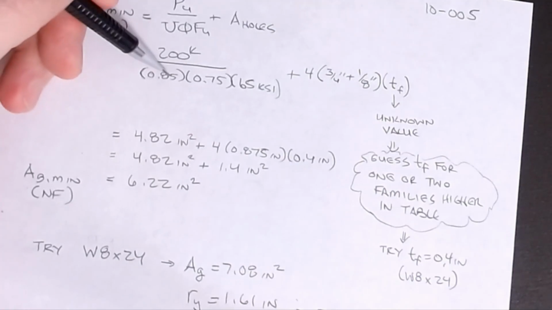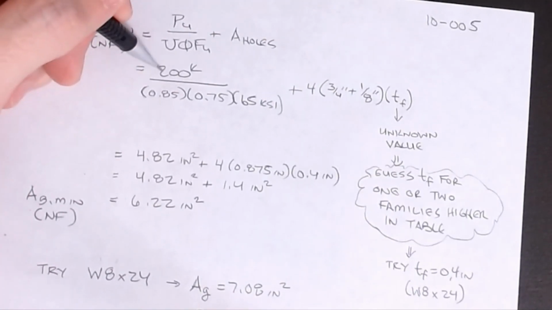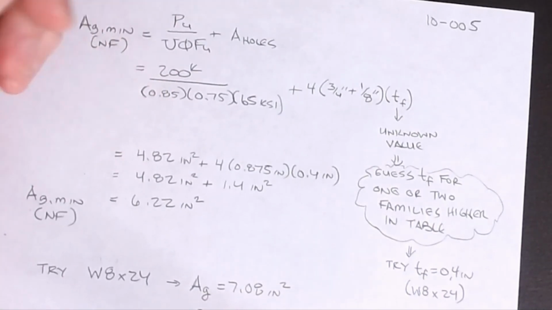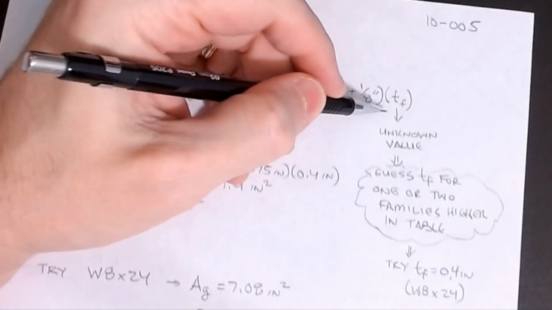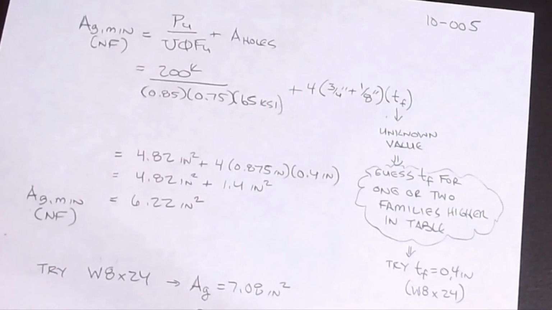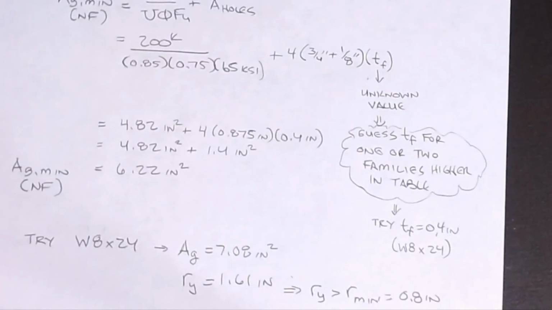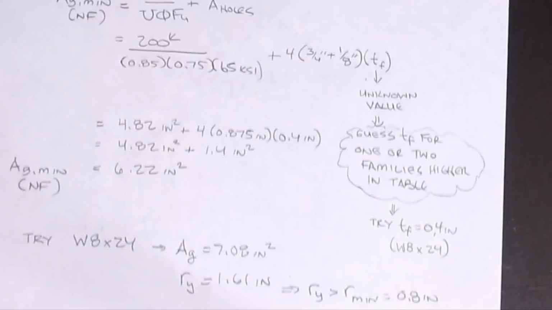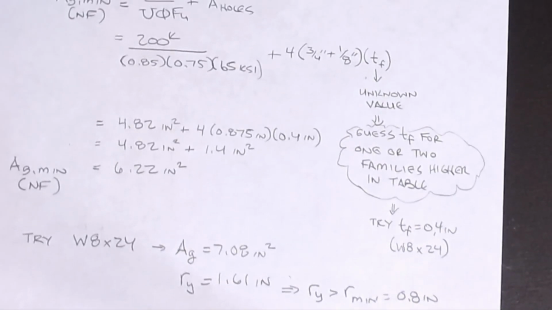One of the problems we're going to have now is that we have 200 kips, 0.85, 0.75, and 65 for the first term, and then here's my area of hole. The problem is now I don't know TF, because I have to have a size to know TF. It's an unknown value. What I typically do in that case is I go back to my table, and I apologize, I closed the book accidentally.